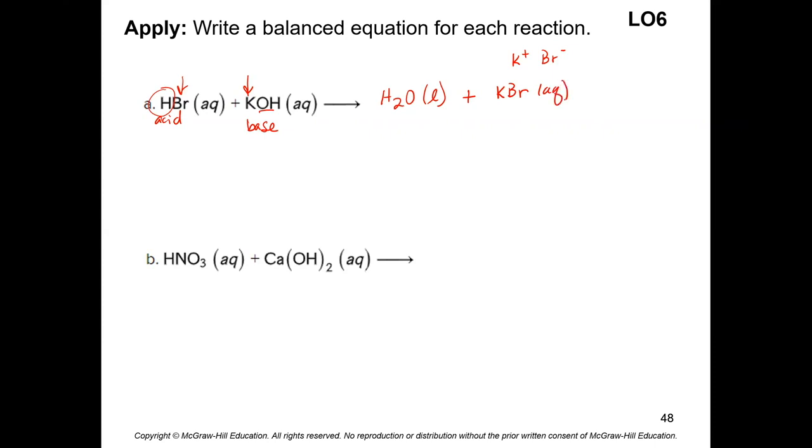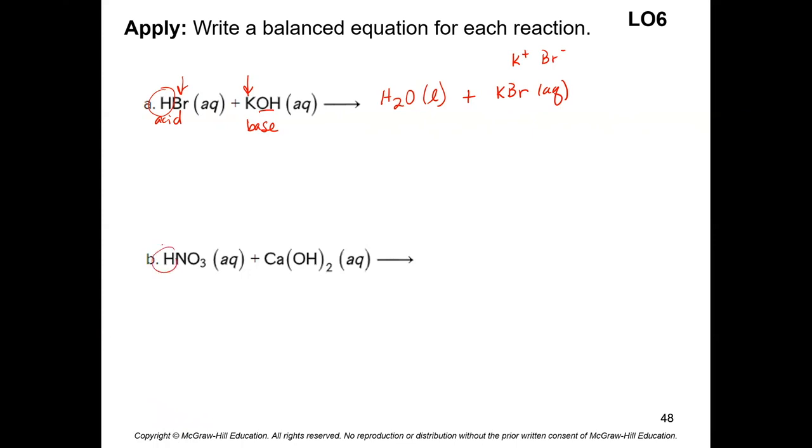Okay. Let's do the second one. Oh, also you want to check that your equation is balanced. So you'll notice that I have 2 hydrogens on the right-hand side. This is where you would need to add coefficients if it was not balanced. I have 2 hydrogens here, 2 hydrogens on the left-hand side, 1 Br, 1 K, so I'm good there, and 1 oxygen, so everything is balanced. I do not need to add any coefficients. All right, let's do the second one.